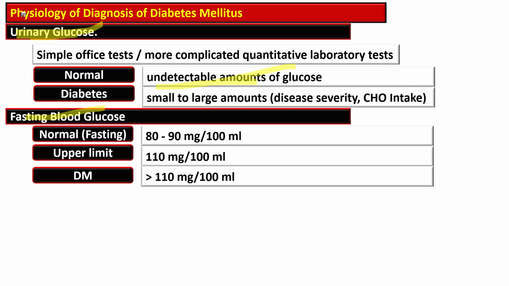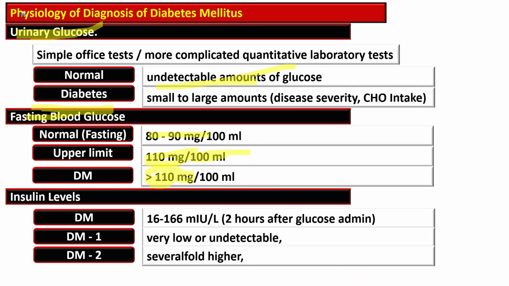Then fasting blood glucose is another test, and here the normal fasting level is about 80 to 90 milligram per 100 ml, and the upper limit of the normal is 110 milligram per 100 ml, and a level more than 110 milligram per 100 ml suggests diabetes mellitus or marked insulin resistance. So fasting blood glucose is measured after an overnight fast of about 8 to 12 hours.